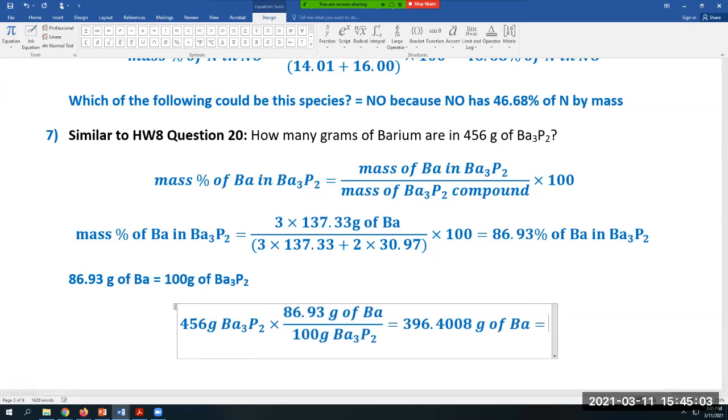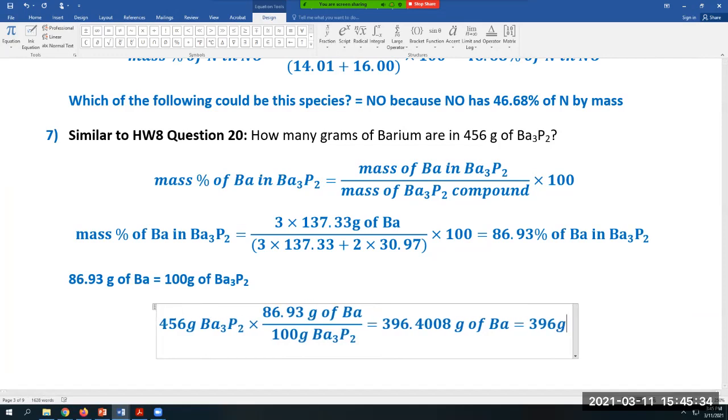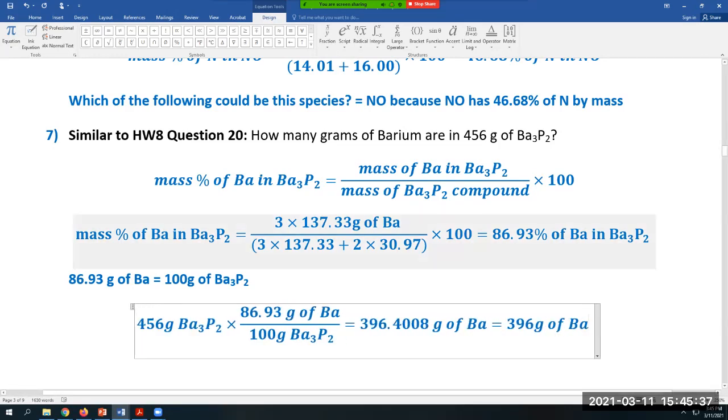Of course, we need to round this properly. The given amount here has only 3 sig figs. The mass of barium here is 4 sig figs. The 100 is exact because it comes from a percentage, so only the others are measured here. So 4 sig figs, but only 3 in the given amount. So we need to keep 3, and that's going to be 396. What comes after the 6 is a 4, so you keep it like this. And so that would be the mass of barium in 456 grams of the compound.